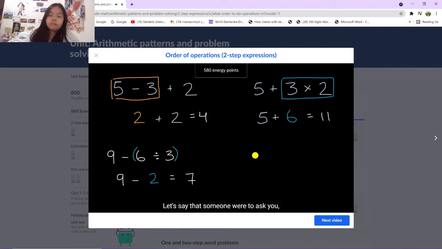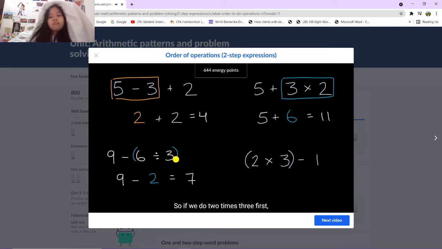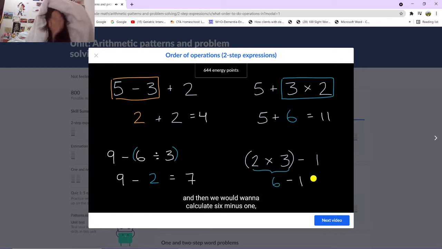Let's say that someone were to ask you, what is 2 times 3 minus 1? Pause the video and try to figure that one out. Well, in this one, doing our multiplication first is also the same as going left to right first. So if we do 2 times 3 first, 2 times 3 is 6, so that's 6. And then we would want to calculate 6 minus 1, which is, of course, equal to 5.